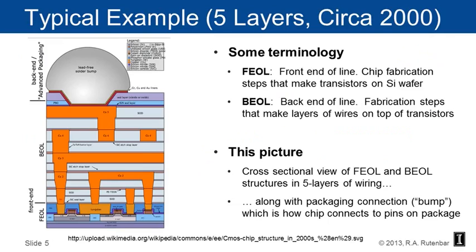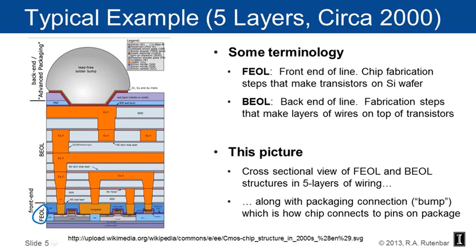Here's a typical example from about 2000. This is just from Wikipedia, so I'm allowed to show it. This is a cross-section of the way a 5 layers of routing ASIC might look. A little bit of terminology if you look closely at the picture, and on the next slide we'll zoom in here. FEOL, that's what it says over here.